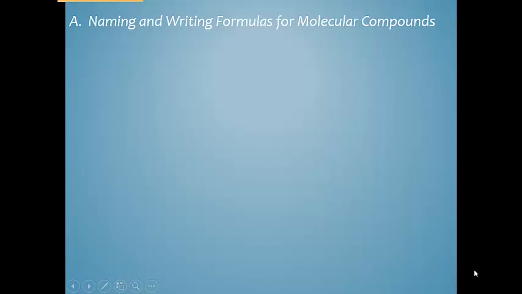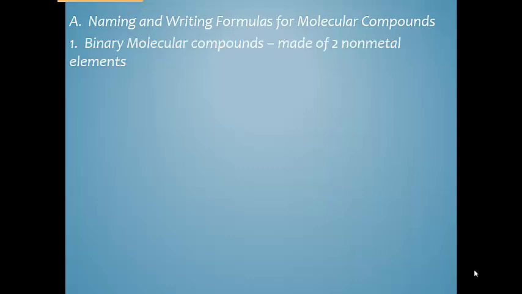Today's video we're going to be looking at how we write and name the formulas for our molecular compounds. Molecular compounds again are those that have sharing or covalent bonds. So there's no ionic, so the rules are a little bit different. When we have a binary molecular compound, that means that we have two nonmetal elements. It could be any of the nonmetals.